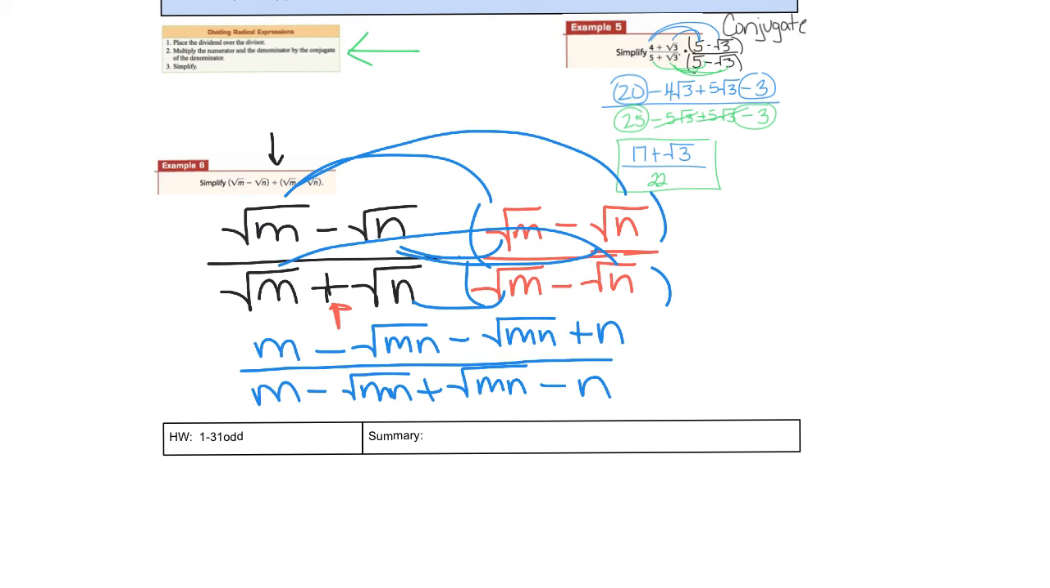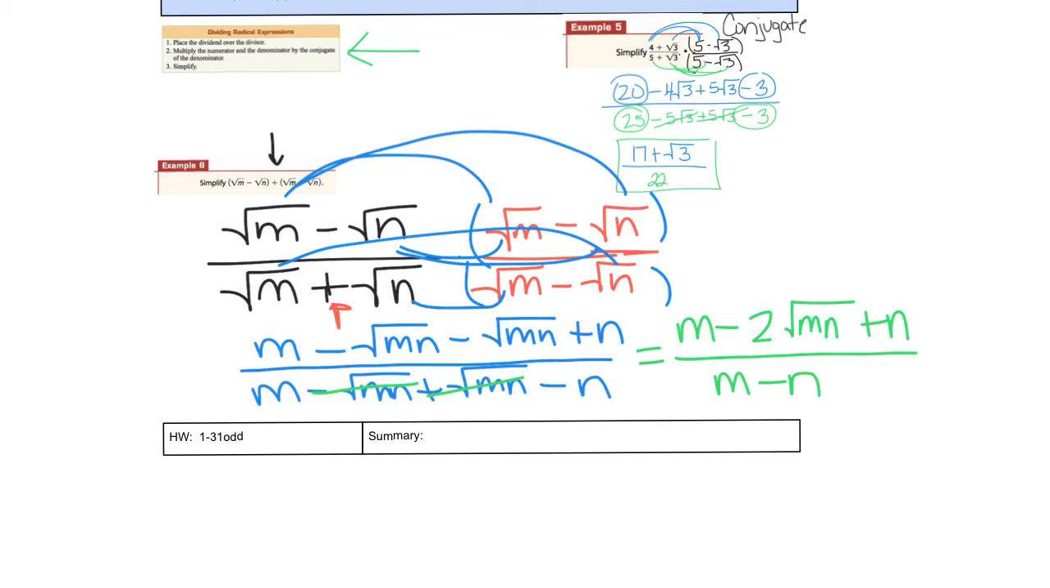Now if we use our magic canceling stick, these two cancel out, leaving me with, if I simplify the top, m minus 2 square roots of mn plus n over m minus n. Okay? And that's as simple as we can go right now. That is all we can do at this point. So we are done with this problem.